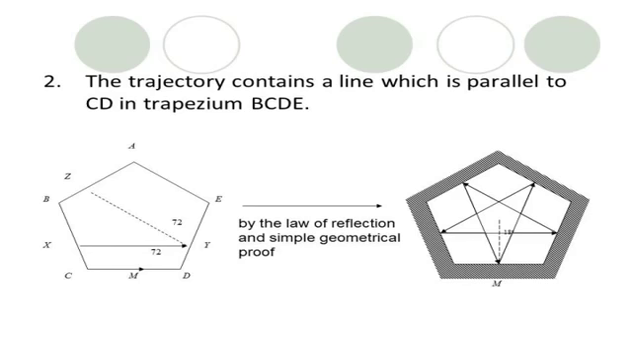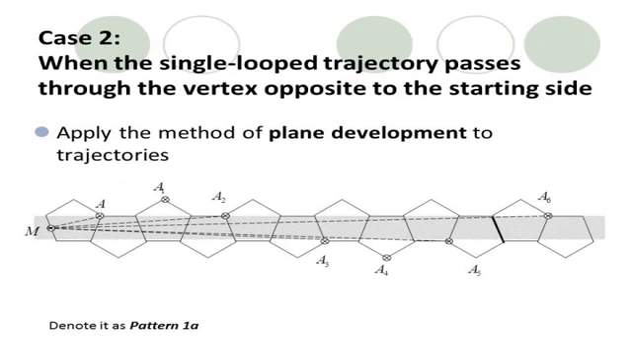Then we also have case 2. The trajectory contains a line which is parallel to CD and lies within trapezium BCDE. Also, we prove that there is only one possible trajectory which is shown in the right-hand side figure. And for the second condition, we apply the method of plane development to the trajectories.